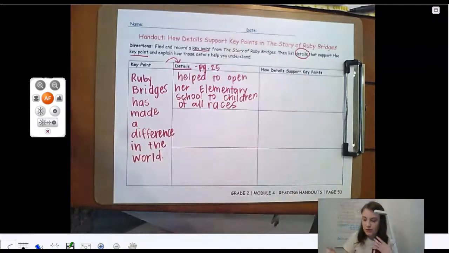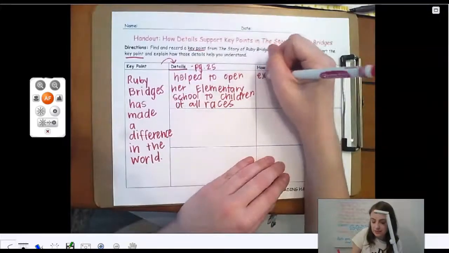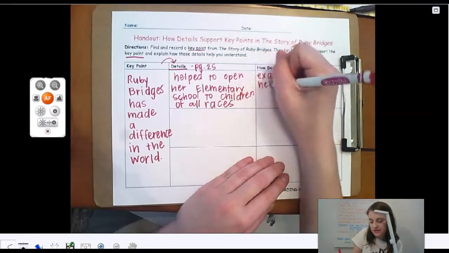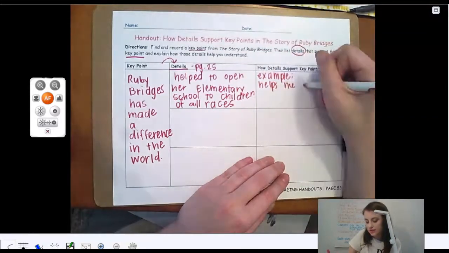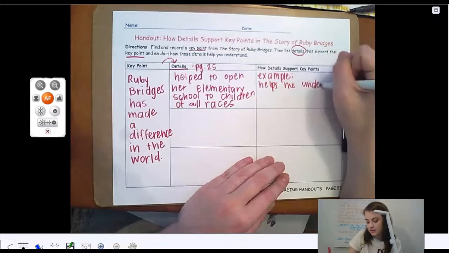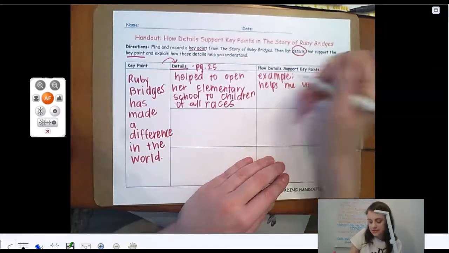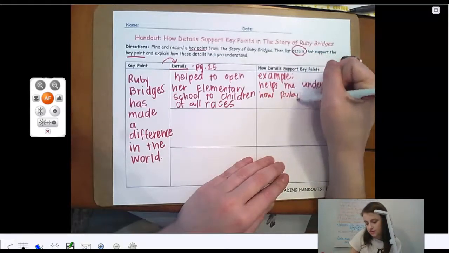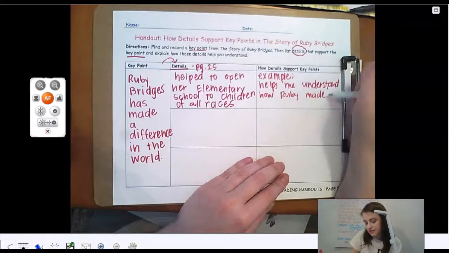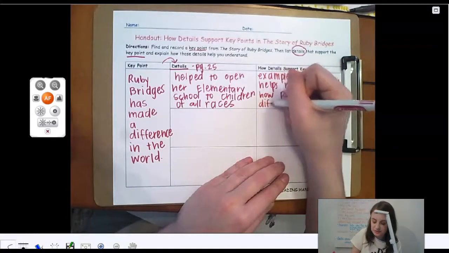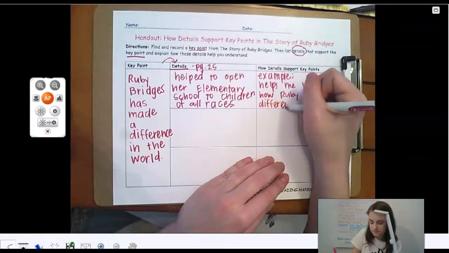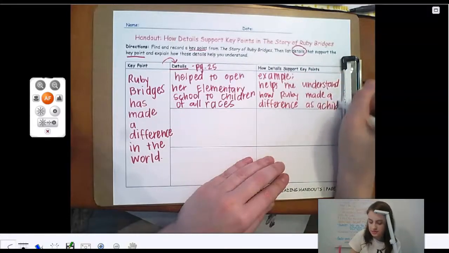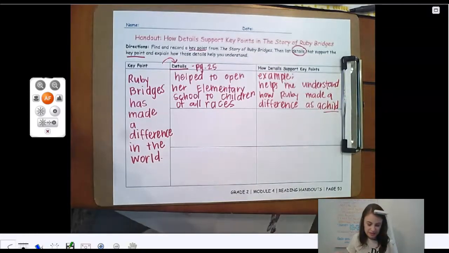How does it support our key point? Well, it is an example that helps me understand, always focusing on that, helps me understand how Ruby made a difference as a child. And I'm going to underline child. Okay? So let's keep going.